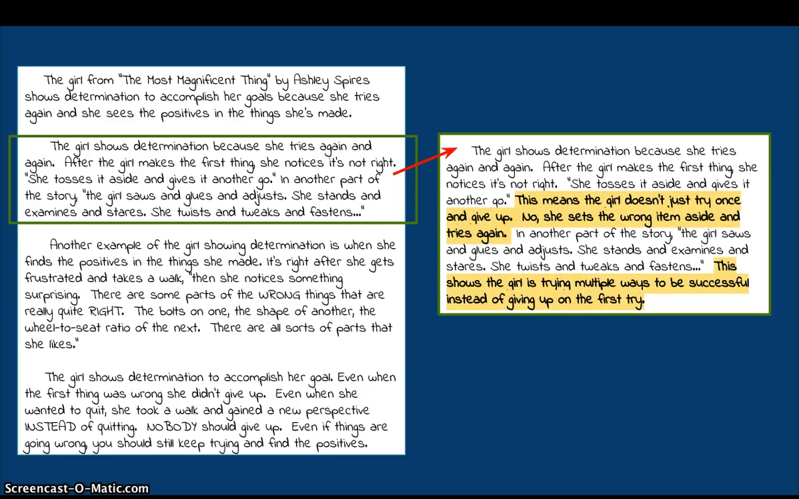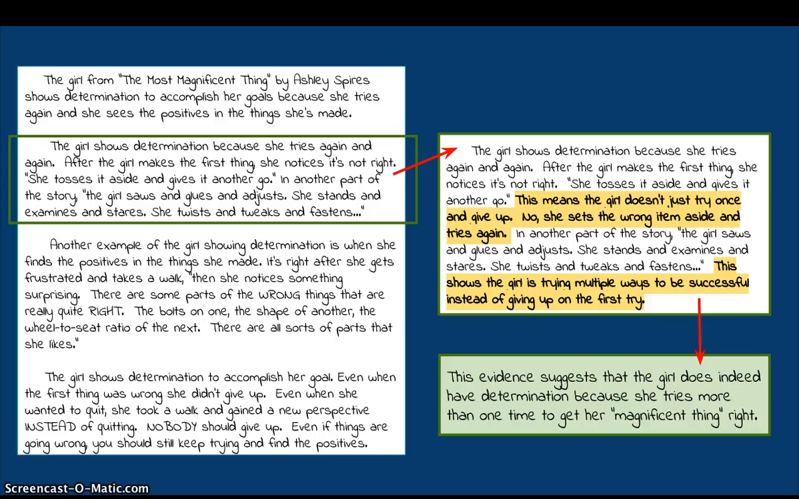Notice I put my elaboration or explaining sentences right behind my quotes so my reader can see that they are related. After all this, I may want to add one more sentence to the end of this paragraph to remind my reader of the point of all this evidence and explaining. Maybe I'll use one of the sentence starters mentioned in the transitions category of the argument writing checklist. This evidence suggests that the girl does indeed have determination because she tries more than one time to get her magnificent thing right. I think adding this sentence would just conclude this paragraph really well and make sure my reader fully understands what I want them to understand.